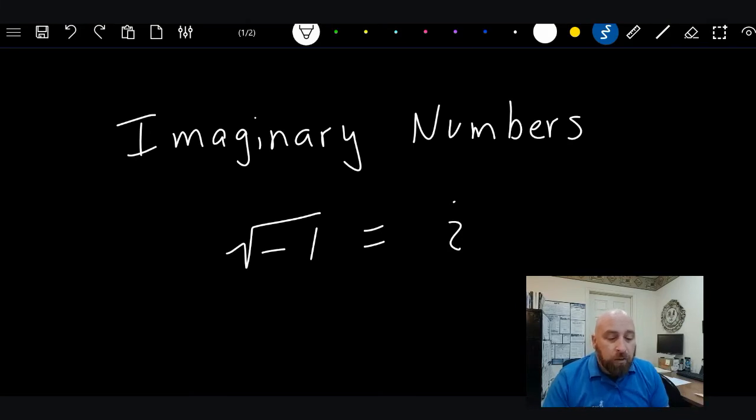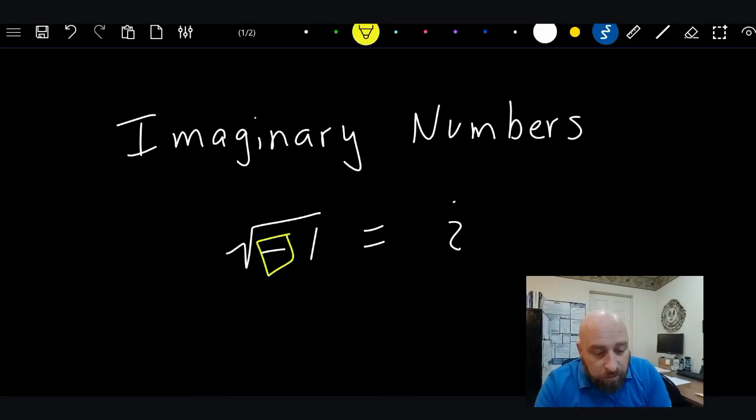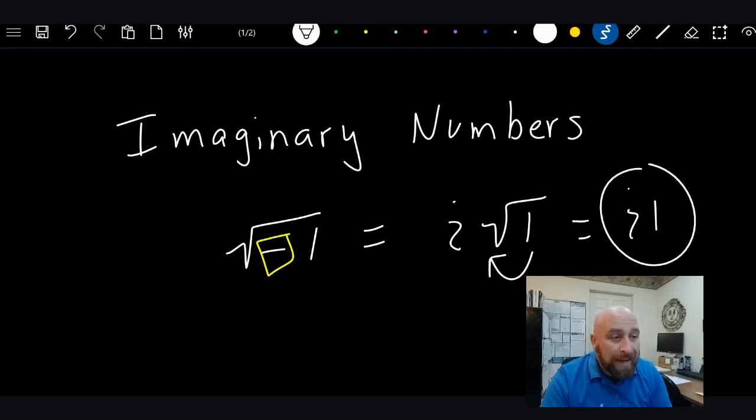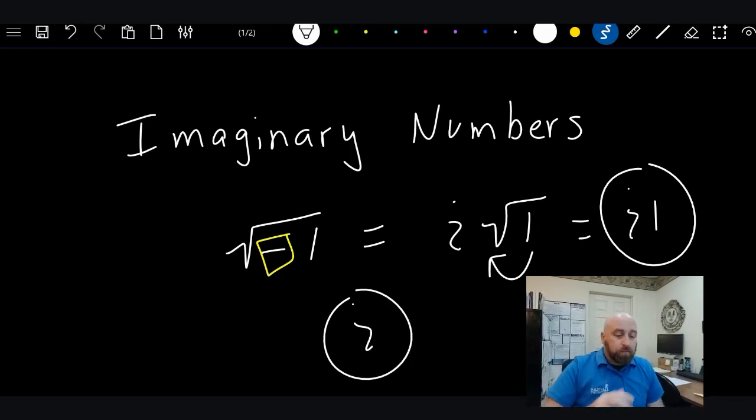Okay? So, here's what we did. We took out the negative sign, and then what we end up with here is basically this: i times the square root of 1. Well, we can solve the square root of 1, so that would give us an imaginary 1, since anything times 1 is just itself. So, the square root of -1 is i. Imaginary 1, okay, or just i.